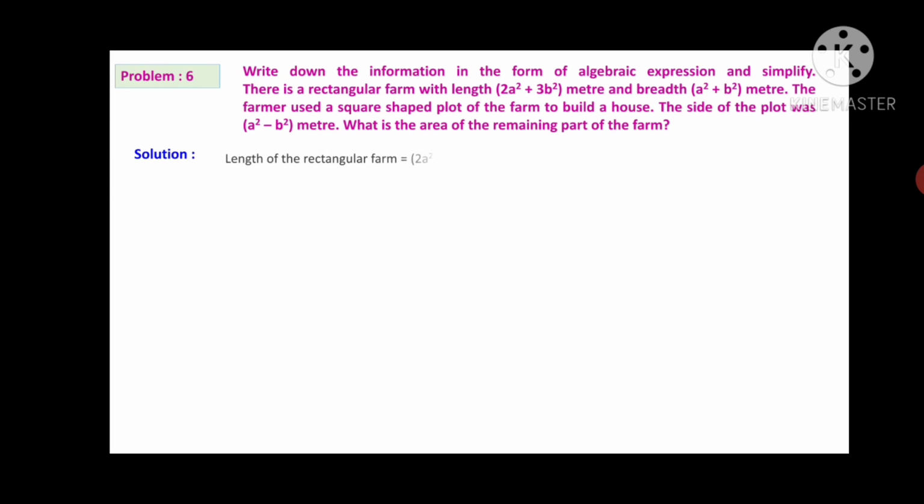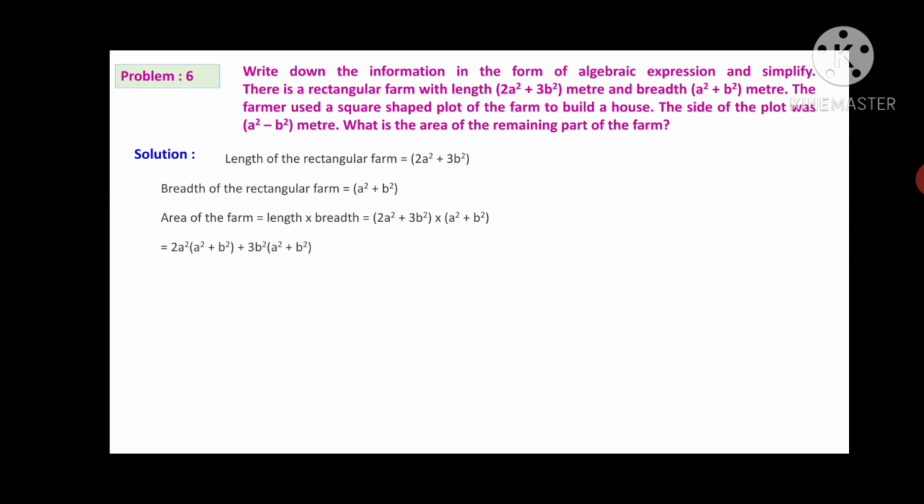Friends, here the length of the rectangular farm is 2a square plus 3b square and the breadth of the rectangular farm is given as a square plus b square. Now the area of the farm will be length into breadth. So that would be 2a square plus 3b square in one bracket into a square plus b square in another bracket, which can be written as 2a square into a square plus b square plus 3b square into a square plus b square. So multiplication would be like this: 2a fourth plus 2a square b square plus 3a square b square plus 3b raised to 4. So here you will get 2a fourth plus 5a square b square plus 3b fourth.